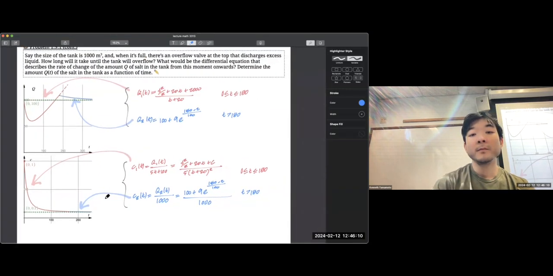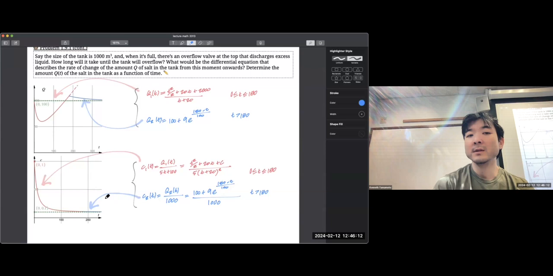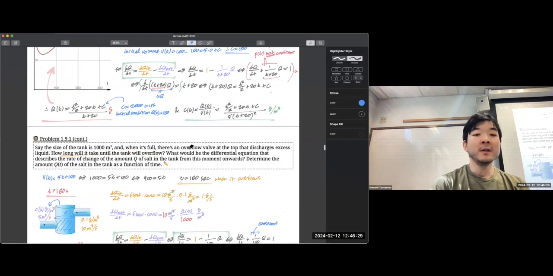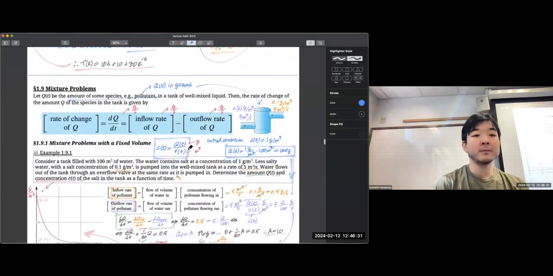So, yeah, I don't know if there's anything else I wanted to say. I think I'm good with what we've covered. There's more in the textbook. They look at multi-tank systems and things, but I think this is enough for us. So we'll just have these types of mixture problems.